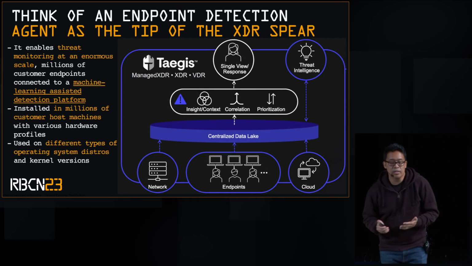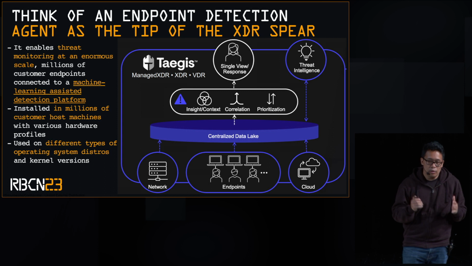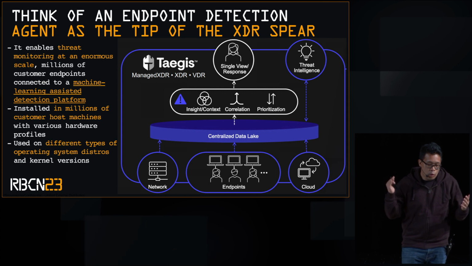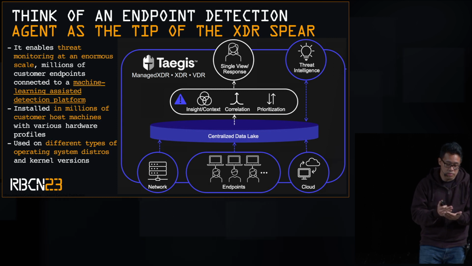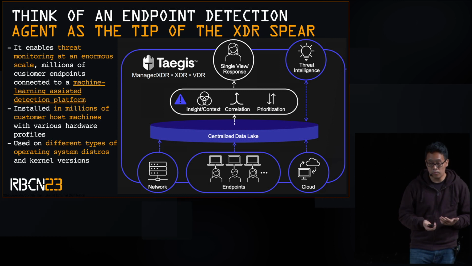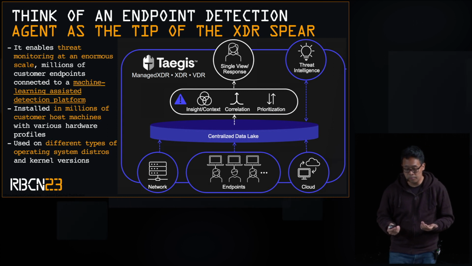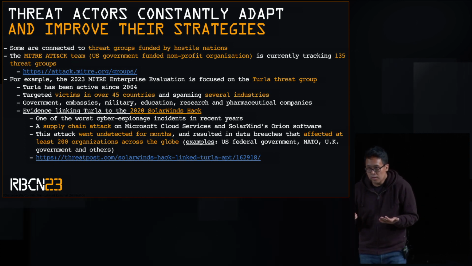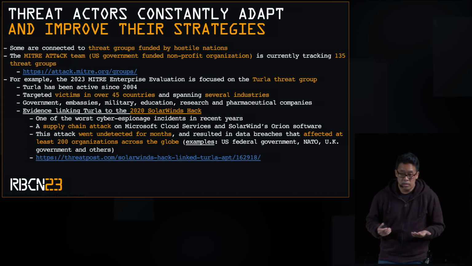So think of an endpoint detection agent as the tip of the XDR spear. You're doing threat monitoring at an enormous scale. Imagine millions of endpoints, all feeding a machine learning assisted detection platform, with processes installed on millions of customer host machines with different types of hardware profiles. And they're used on different types of operating system distros and kernel versions. Threat actors constantly adapt and improve their strategies all the time, and some of them are connected to hostile nation states.